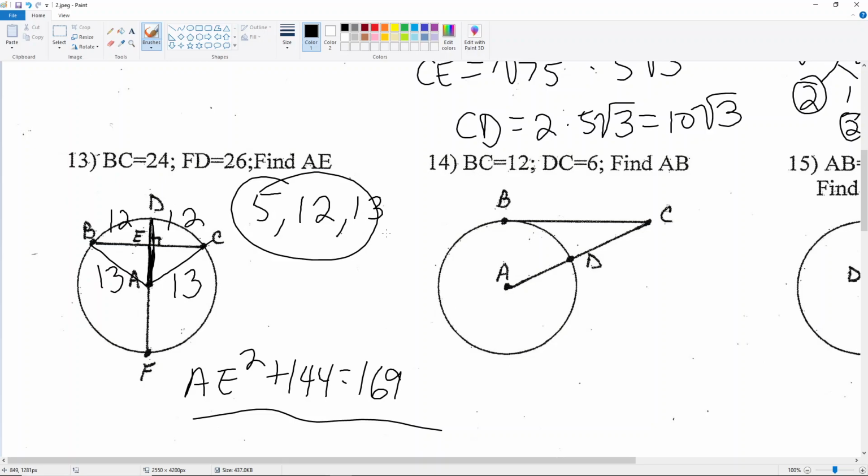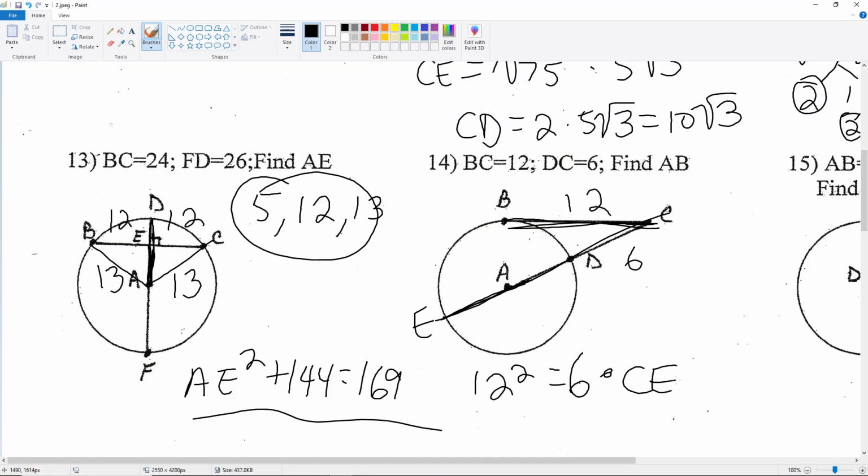So let's look at number 14. BC is 12. DC is 6. Find AB. My goodness. Okay, I think we're going to use this one again. There might be another way to do this, but I can only think of it this way. Remember, BC squared, 12 squared, equals this outside segment, 6, times this whole thing, which is A, B, C, D. We'll call this E. So times CE. Once we have CE, we can subtract 6 from it, get the diameter, and then divide that by 2, and that will be the same as AB.